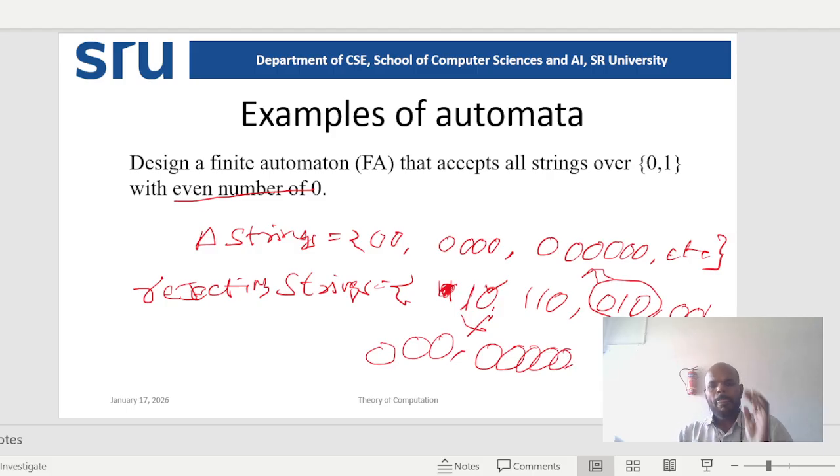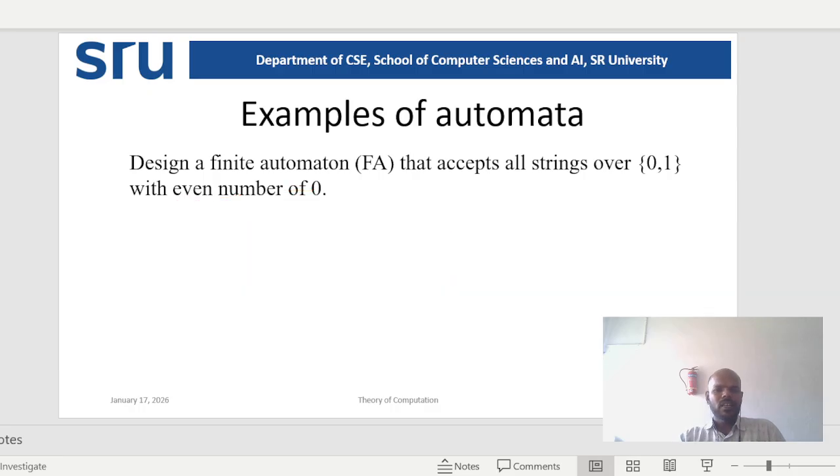That means there is no condition on the number of ones, only a condition on the number of zeros. That means any string like 0, 1, 0, 0, 1, etc. There is no condition on ones, any number of ones can be accepted. The only condition is the number of zeros. Now we will see this in another slide.